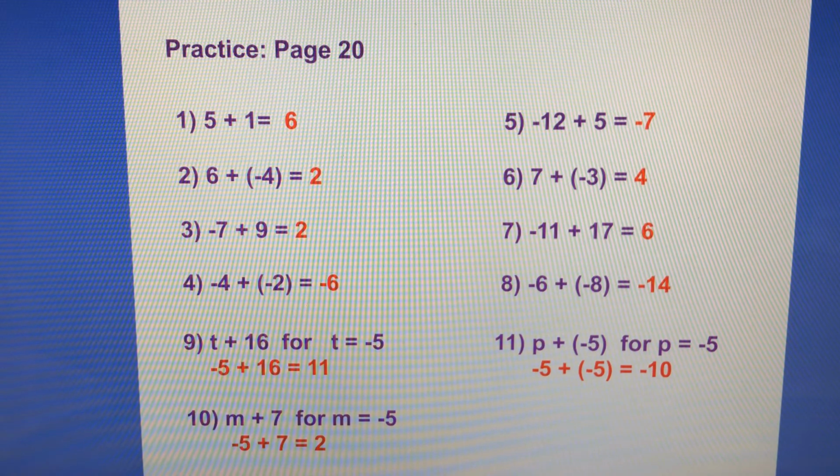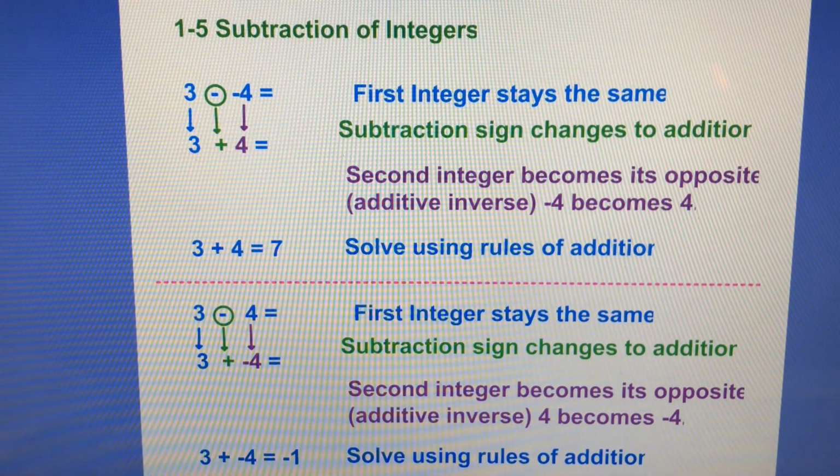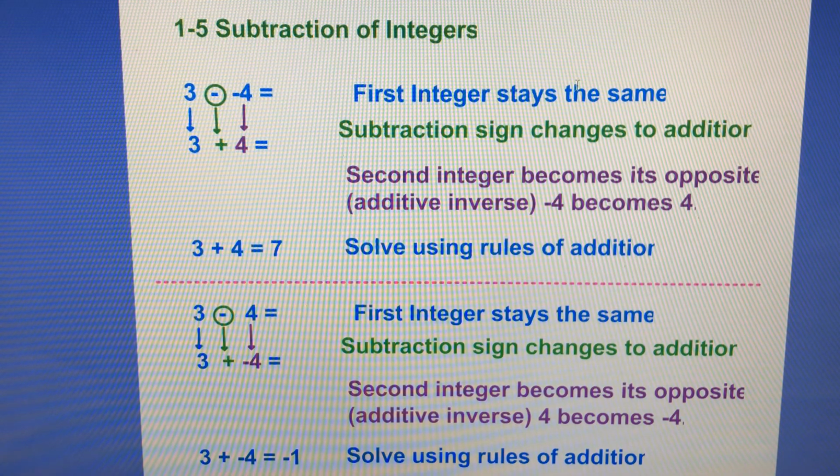Different signs, you're going to have to determine which digit was larger. Let's take a look at subtracting integers. This is the most complicated one. Eventually, you're going to learn to do it in your head. You're going to make up your own shortcuts. But we need to start with what is the real rule.